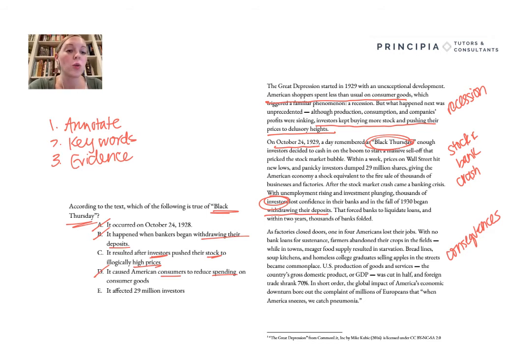And then E, it affected 29 million investors. Well, I'm going to skim and scan for 29 million, which I do see mentioned here, but it's talking about shares, not investors. So I'm going to eliminate that one, which leaves us with C.